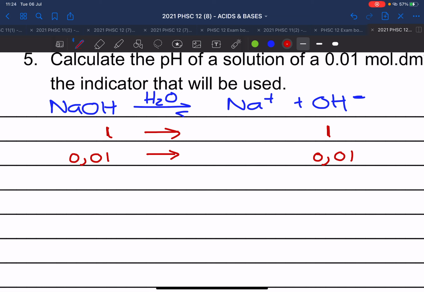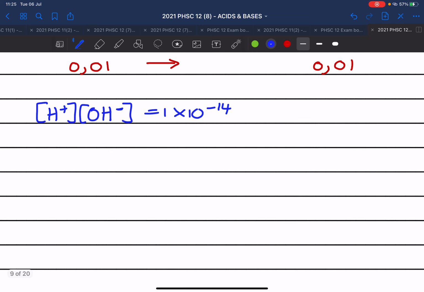But we don't want the concentration of the hydroxide ion, we want the concentration of the hydrogen ion, or the hydronium ion. So we must go from there to there, and how do we do that? With the help of the ionization constant of water. So that is where if you multiply the two concentrations together, you get 1 times 10 to the power minus 14. We know this concentration is 0.01. Remember if you substitute the concentration, you lose the square brackets.